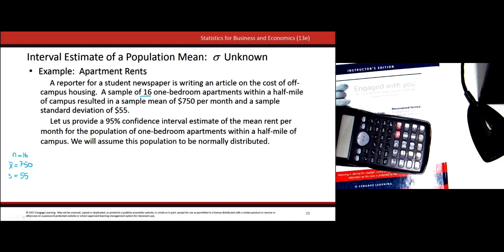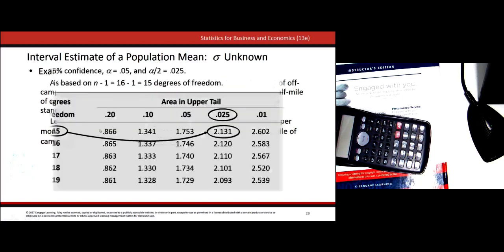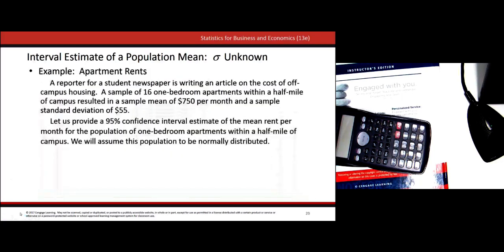Sample standard deviation is given. Provide a 95% confidence interval. This means alpha 0.05. So how do we obtain it? It is x bar plus minus t alpha over 2 times s over square root of n.